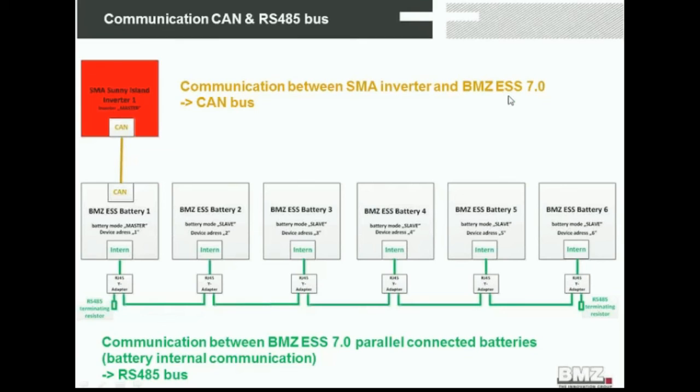And we do have an internal communication, you can see over there. Physically, it's an RS485 bus, and this communication is for battery internal communication. And here you see why you need those Y adapters and the terminator resistance. It's a bus system, and in the beginning and in the end of this bus system there has to be a terminator, and you need the Y adapters to bring the communication from battery to battery to battery. On each battery there's only one internal communication port.